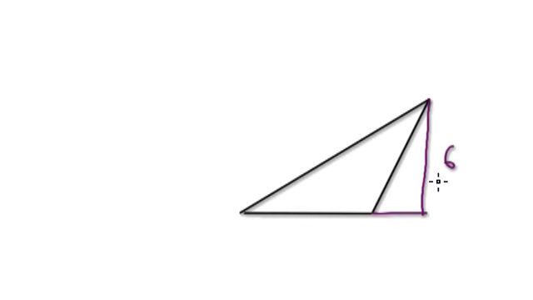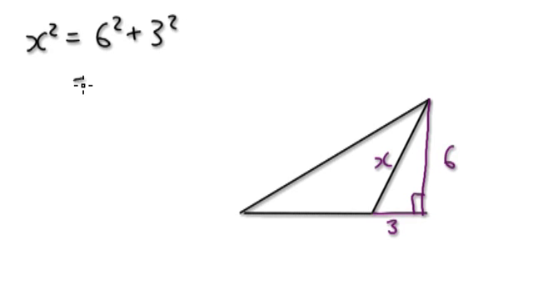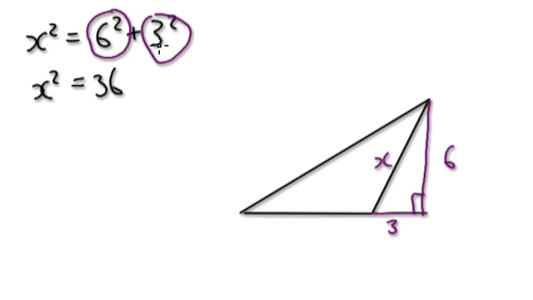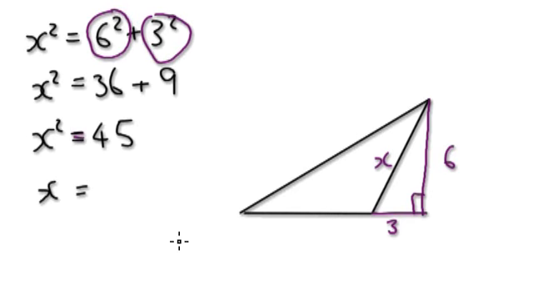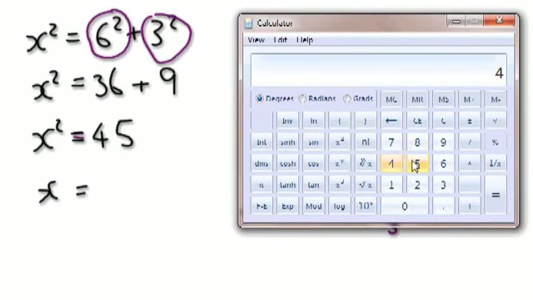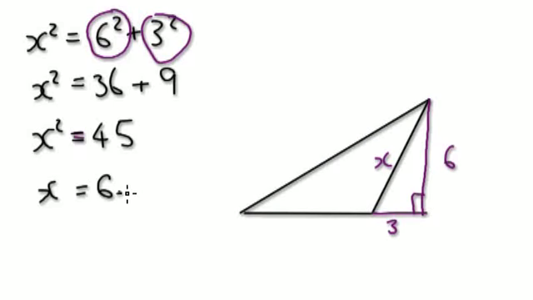Let's work out x. This is 6, this is 3, this is a right angle here, this is x. So x squared equals 6 squared plus 3 squared. This here would be 36, this here would be 9. So add the two together would be 45. Now square root both sides. So x equals square root 45, which will be 6.71. So we know x is 6.71.